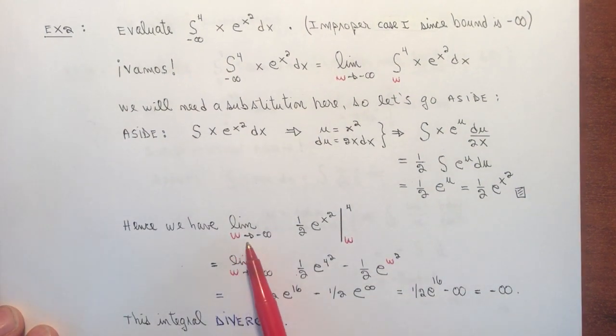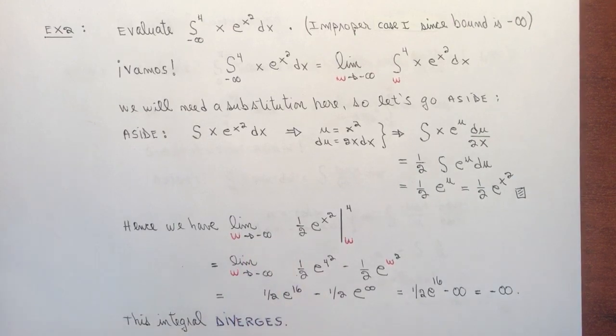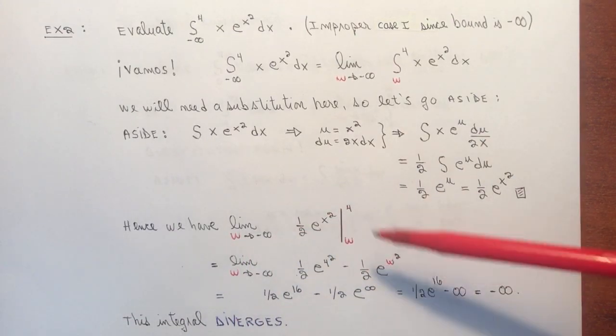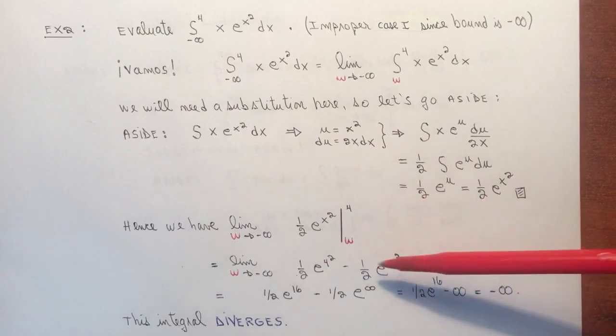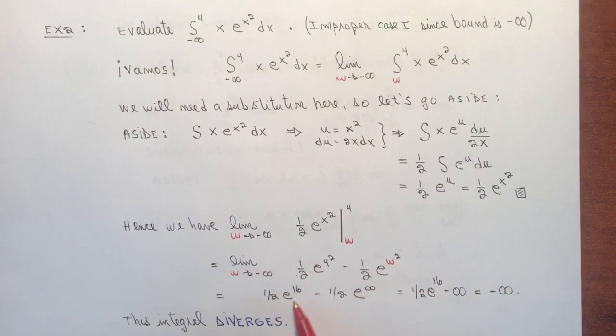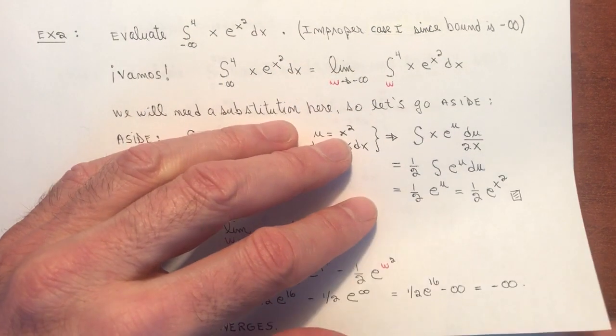So now we have the limit as w goes to negative infinity of the answer to the integral we found between 4 and w. So put in the upper bound 4, put in the lower bound w, take the limit, that's 1/2 e to the 16, minus, here's a tricky one, minus 1/2 e to the minus infinity squared, which will be positive infinity. And e to the positive infinity, well, that's infinity. So we end up with minus infinity. In that case, this integral diverges.